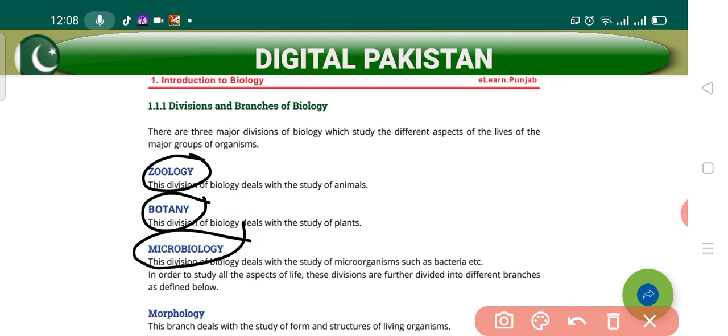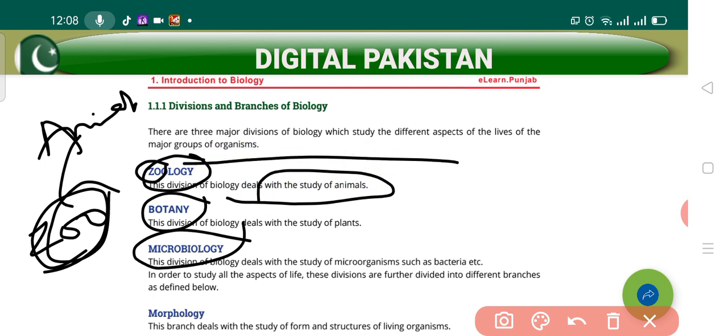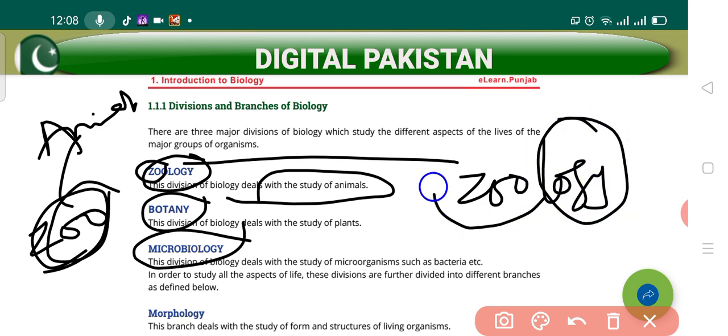In zoology, it is basically "zoo." If you see that, it is like zoo. Do you know the meaning of zoo? That is animal. So zoology means the study of animals. The division of biology that deals with the study of animals is known as zoology. Zoo means animal, and logy means to study. So to study animals is known as zoology.